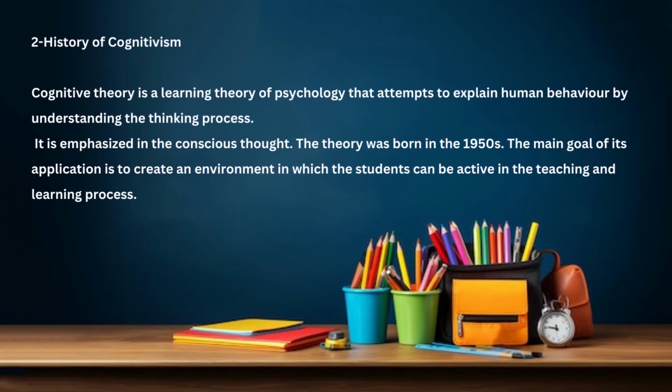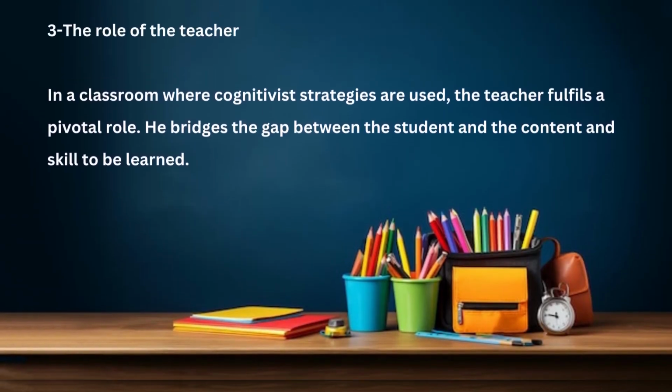2. History of cognitivism. Cognitive theory is a learning theory of psychology that attempts to explain human behavior by understanding the thinking process. It emphasizes conscious thought. The theory was born in the 1950s. The main goal of its application is to create an environment in which the students can be active in the teaching and learning process.